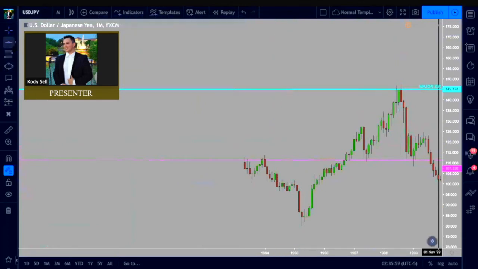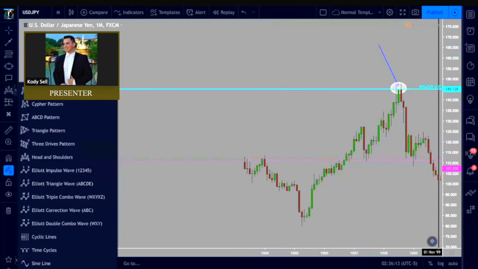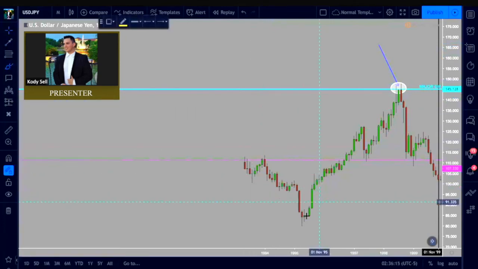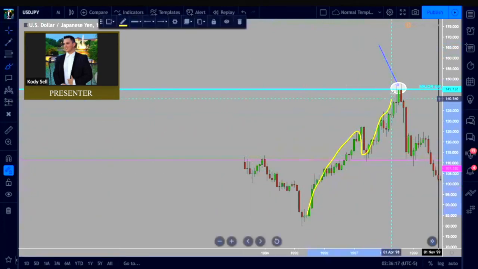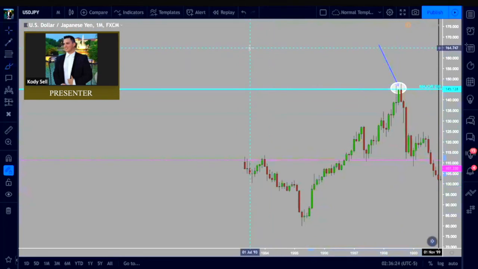Just so we are all completely clear, it's real simple. I'm just looking at this rejection right here and noting that price came all the way up, and then ultimately this was our peak in the market. This was the top, and we fell from there. So that's why I'm marking this as a likely important resistance level. So that's our first support and resistance level.